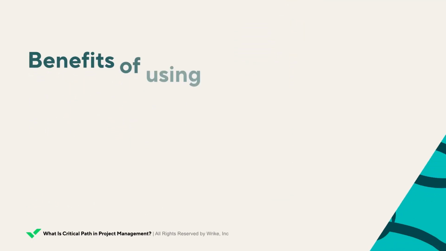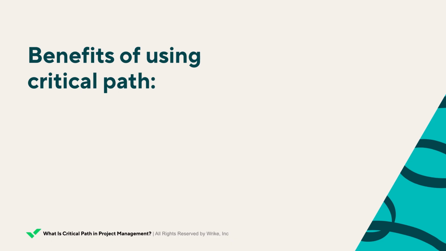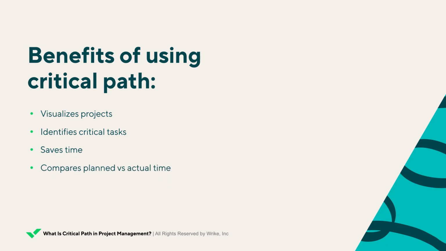So, what are the advantages of using critical path in project management? There are 5 main benefits of using critical path. It visualizes projects, defines the most important tasks. It saves time and helps manage deadlines. It helps to compare planned with actual time. And it makes dependencies clear.